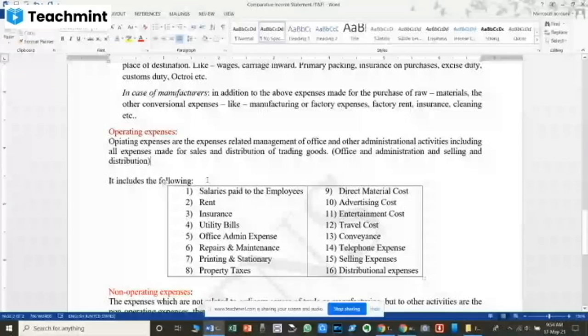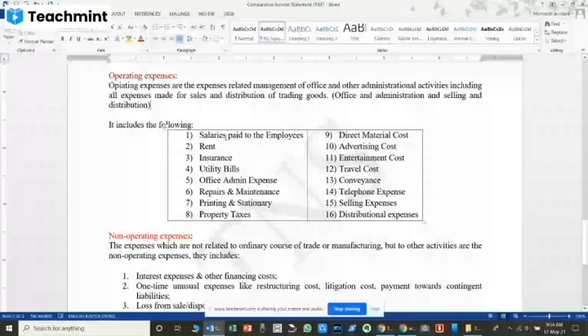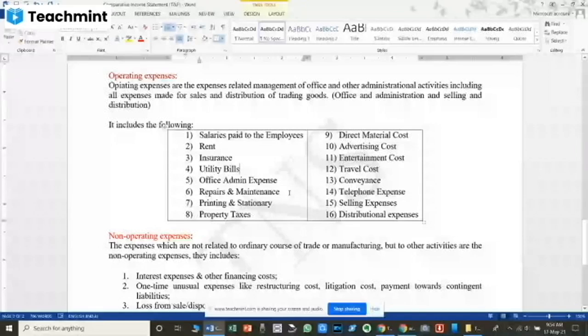For example, the operating expenses include salaries paid to the employees, rent, insurance, utility bills, office and administration expenses, repairs and maintenance of plant and machinery, including your office building, printing and stationery, property taxes, direct material cost, advertisement cost, entertainment cost, traveling cost, conveyance, telephone expenses, selling expenses, distribution expenses. I have highlighted a few items because you are going to study them in depth. In-depth study is compulsory in costing, in the preparation of the cost sheet, but that much detailed study is not necessary for us here. Just keep in mind the highlighted points. So that is office and administration and selling and distribution expenses.